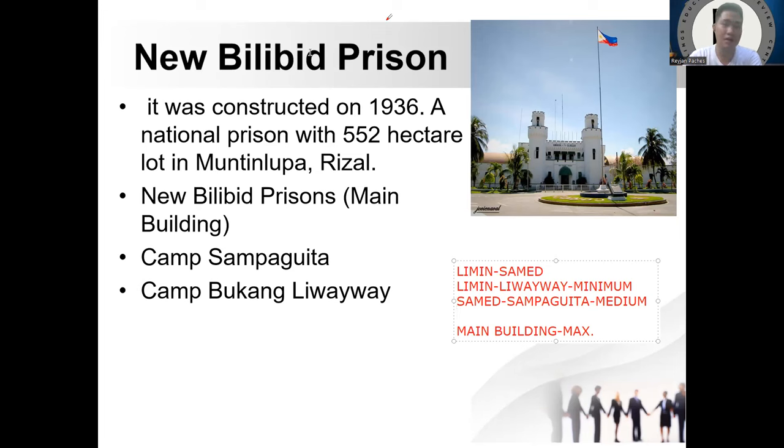Nakuha na ba class? Paki-screenshot kung nakita na. Take note niyo na yung Limen Sa Med. Limen Sa Med: Liwayway, minimum; Sampaguita, medium. Okay, so ganun lang class. Hindi kayo mawawala dyan. Okay na ba? Bakit walang sumasagot? Okay, sige, good. Next tayo, next slide.